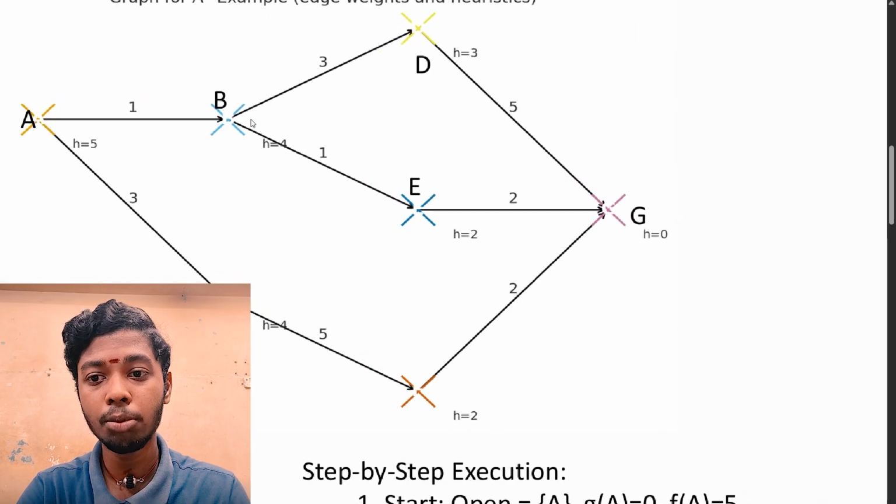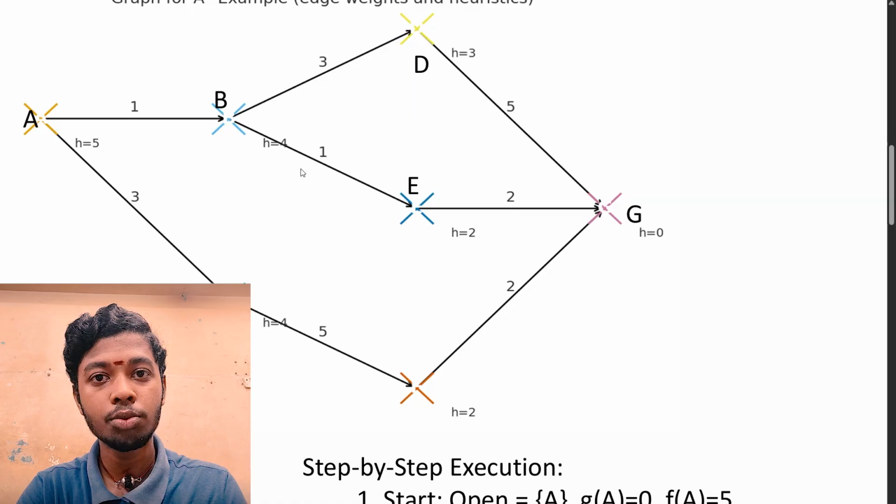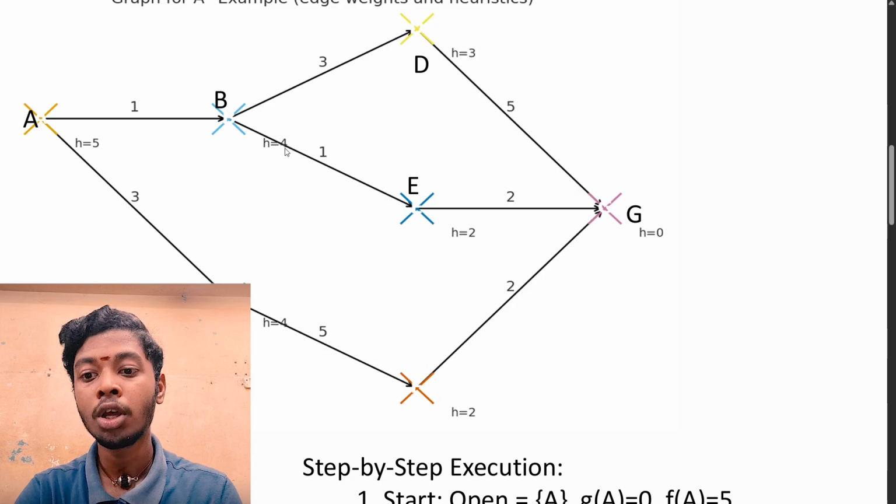The value of g will be 1. It's mentioned here, the value of g is 1 and the heuristic value is 4. So 4 plus 1, which is 5. So f of B is 5 here. Remember, f of B is 5.